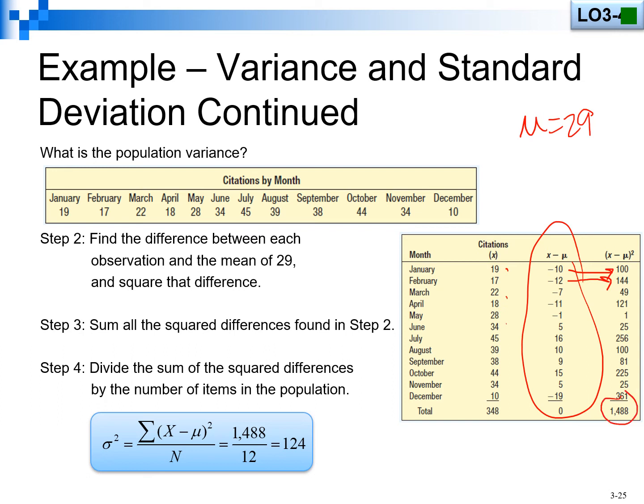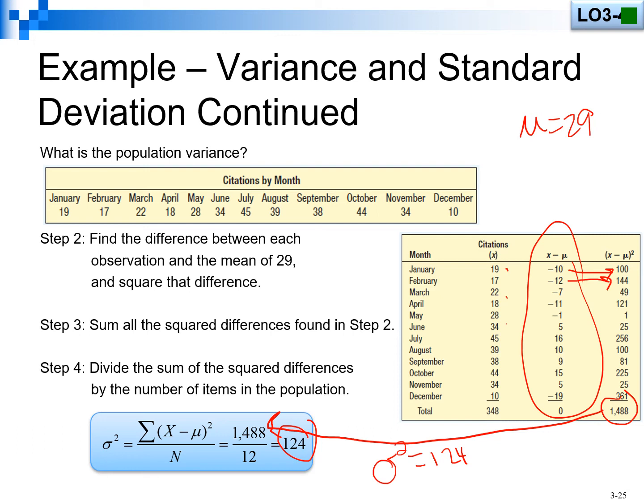You then come up with a sum total, which is 1,488. Notice they put that right over there, and you divide that by 12, and you get the answer is 124. So in this case, sigma squared is equal to 124. Okay, that's called your population variance.